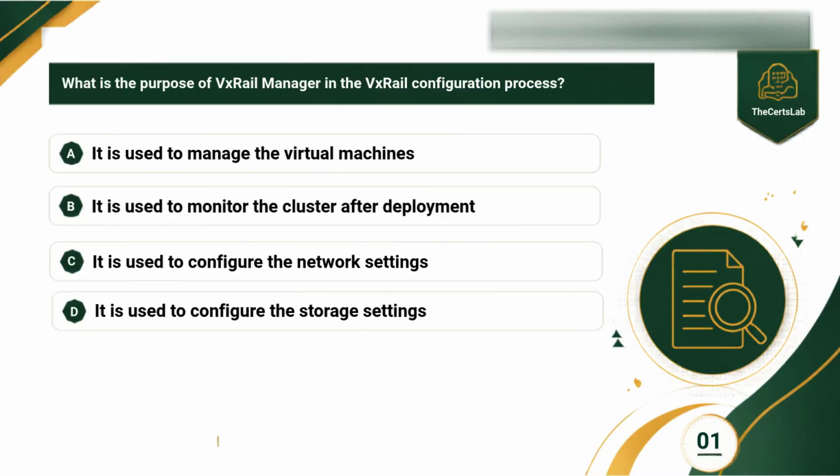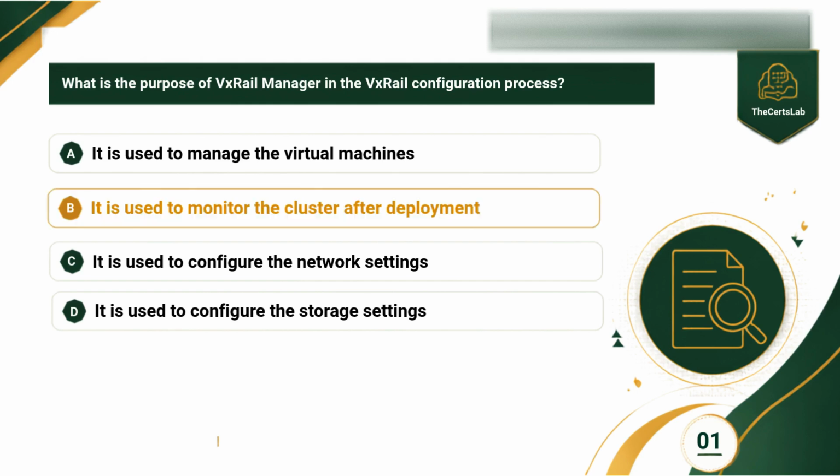Question number 1. What is the purpose of VxRail Manager in the VxRail configuration process? Option A, it is used to manage the virtual machines. Option B, it is used to monitor the cluster after deployment. Option C, it is used to configure the network settings. Option D, it is used to configure the storage settings. The correct answer is option B, it is used to monitor the cluster after deployment.